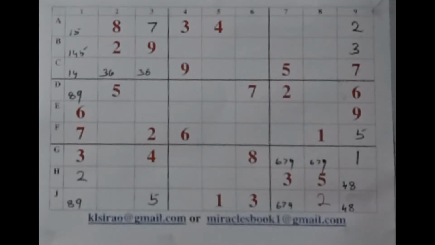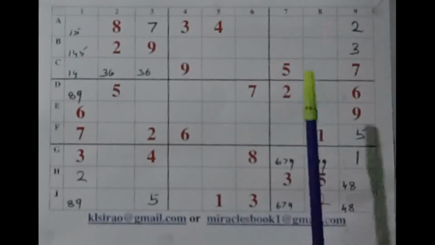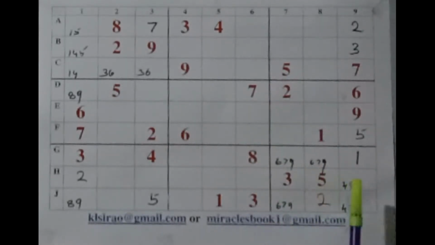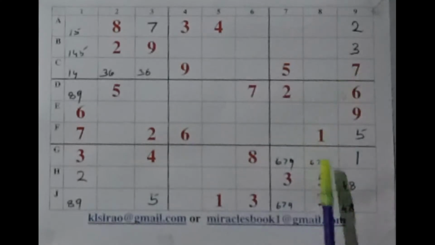Now we shall start with our boxes. This box, 5 numbers are there. Let us have a look at this one. We require 3, 4, 7, 8. 3 here, 7 here. Okay.